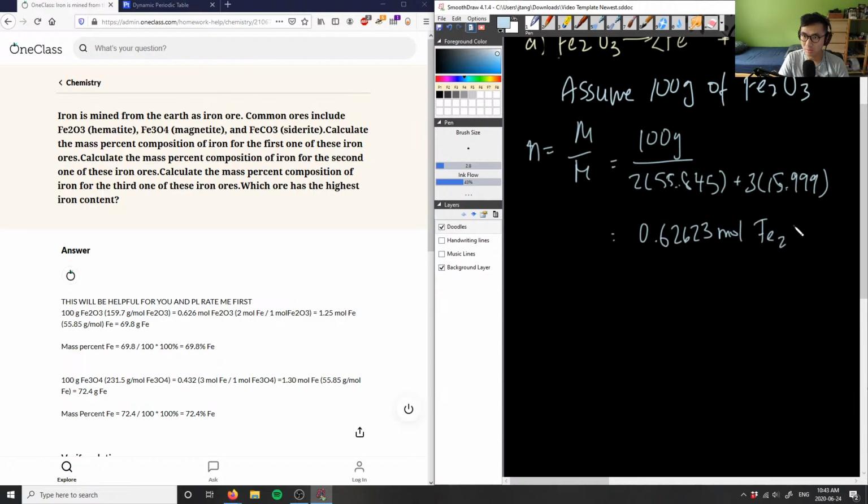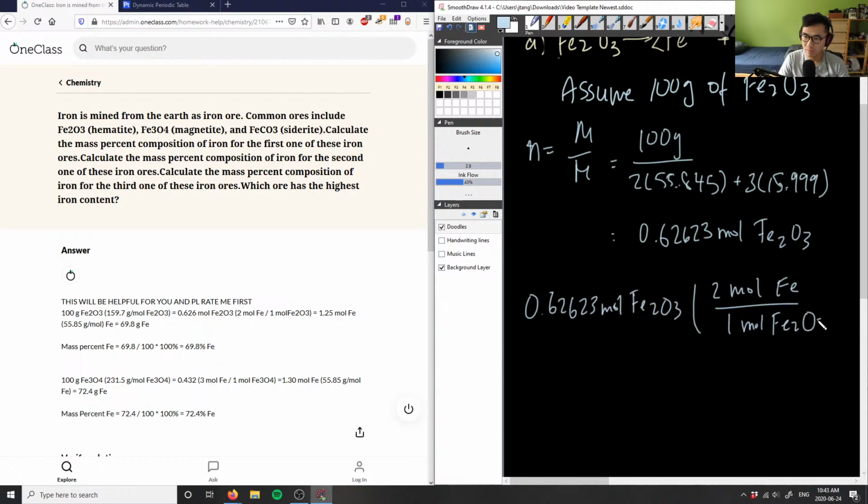So this is Fe2O3. So we're going to take that, we're going to multiply it by 2 moles of Fe divided by 1 mole of Fe2O3. Then these guys are going to cancel out. So I'm going to get my moles of Fe is going to be 0.62623 multiplied by 2, which is 1.25246.